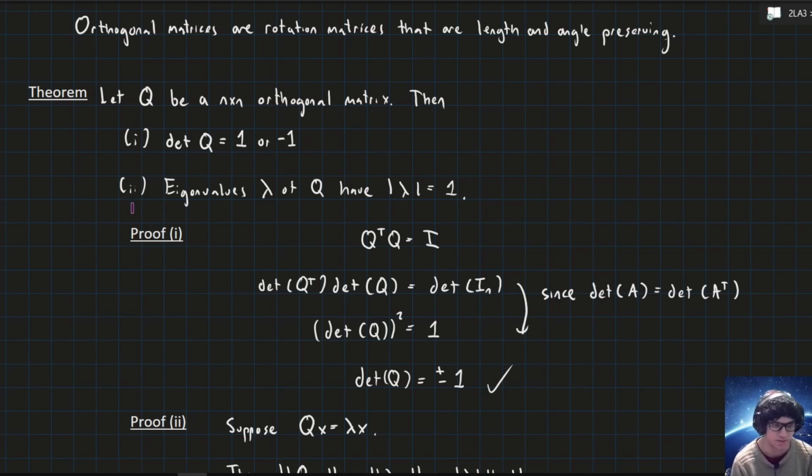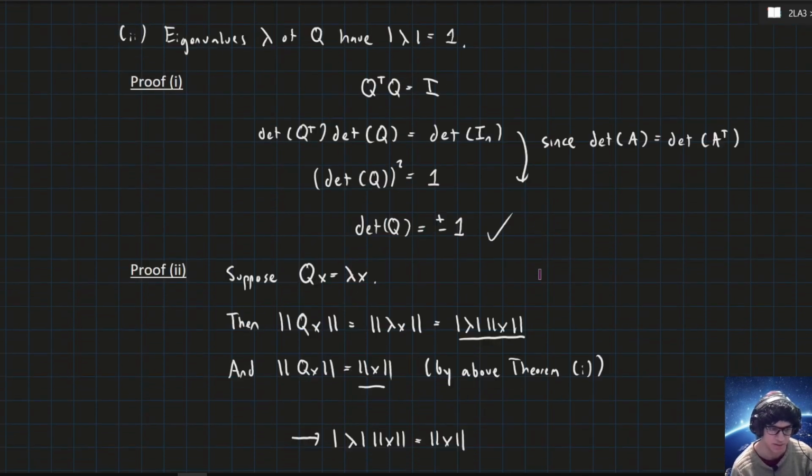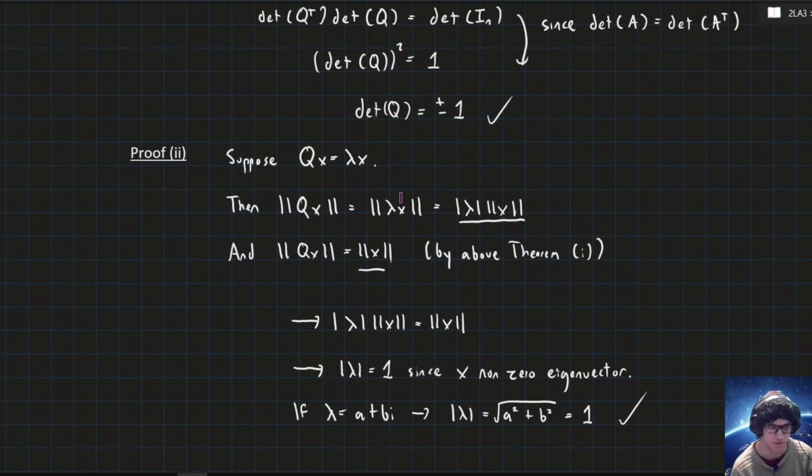So the second fact is that the eigenvalues have length or absolute value of 1. Most of the time, the eigenvalues of an orthogonal matrix will be complex. So by the bars here, I mean the length of the complex number. So we'll get into what that means in a second. So here's the proof.